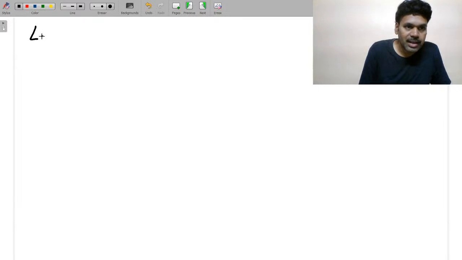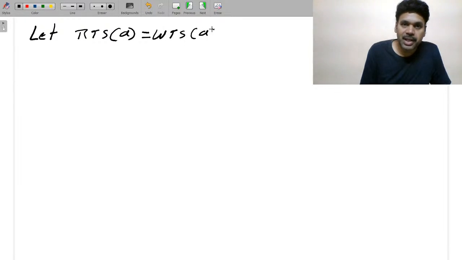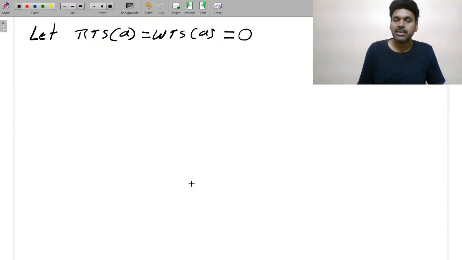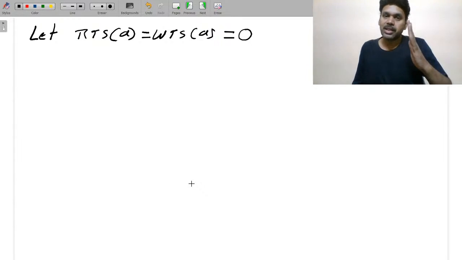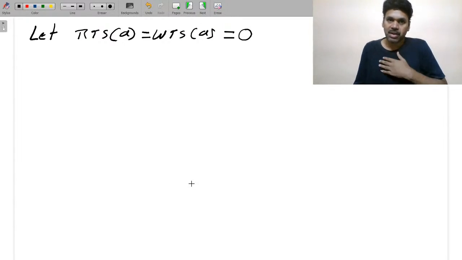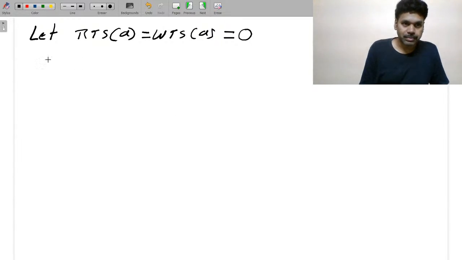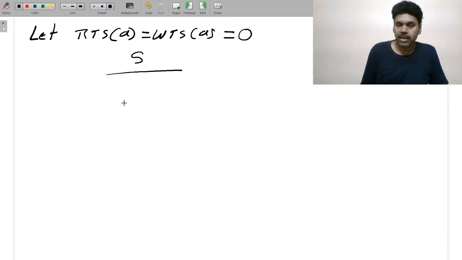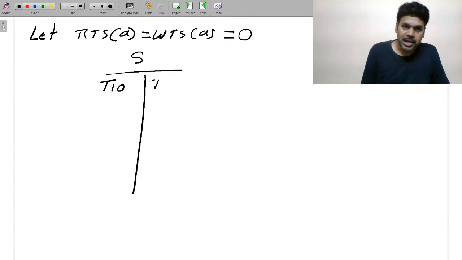Assume, friends, let RTS of A is equal to WTS of A is equal to 0. This is the initial value. Unless and until you specify, you need to take this as the default value. Now, schedule S came, and there are two transactions, T10 and T20.